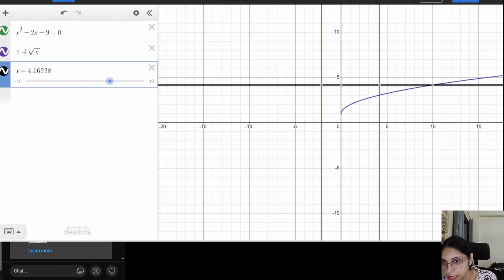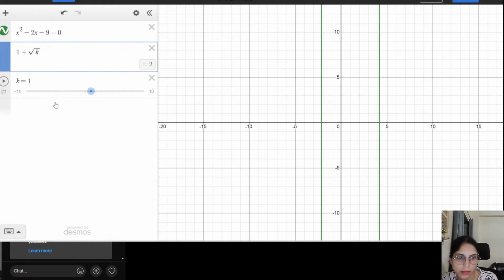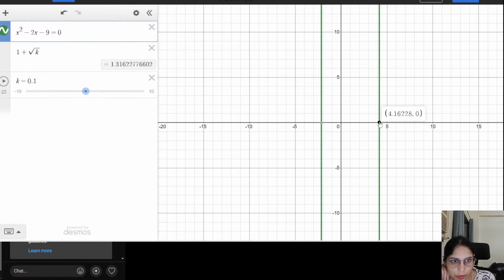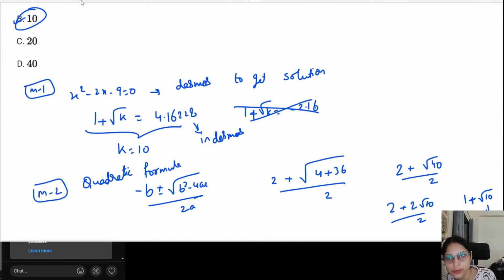Or let me see if we can apply the slider over here. Oh, and you see the value over here. See, we are looking for 4.16228. Still 3.77. 4.16228 exactly at k is equal to 10. If you want, you can check up to 20 also. No, it's going bigger. So k is equal to 10. So you can also use a slider.